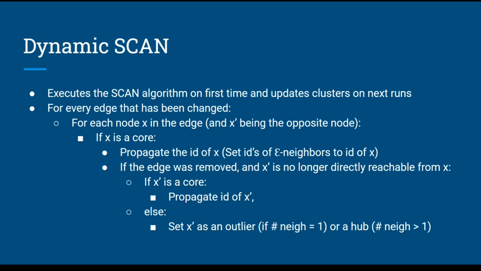And then if the edge was removed, then x prime is no longer directly reachable from x. Then we propagate the ID of x prime so that that creates its own cluster. And then otherwise, it will be an outlier or a hub.